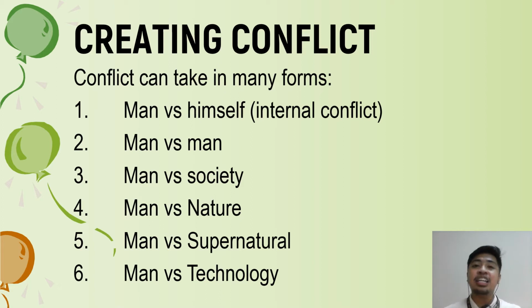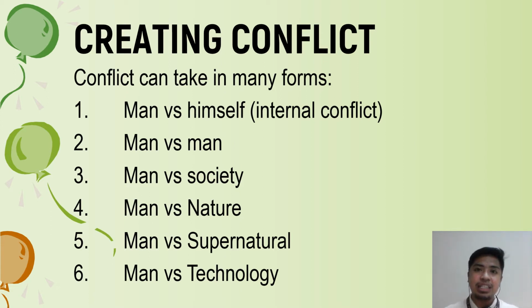Number one is the internal conflict. Internal conflict would mean the character is struggling about his or her identity. That is called man versus himself. Man versus man is basically another character is preventing the protagonist in reaching his or her desire. That's man versus man.